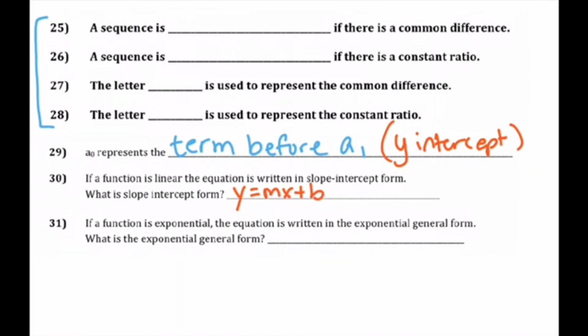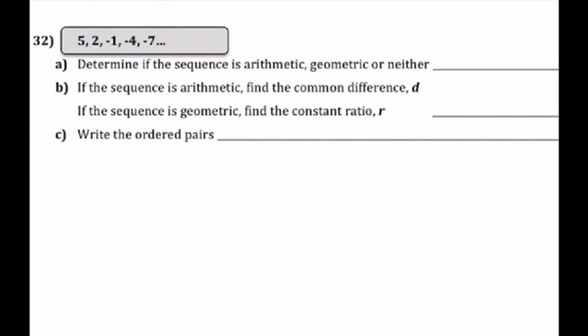Okay, if a function is exponential, it's written in exponential general form. What is that? Do you remember that one? That was a little bit more recent. Who knows it? Elizabeth? Y equals a, b in parentheses, to the x power. Yeah. Technically, you don't have to have parentheses on that since b is the only thing in there, but it's good practice to have that. Okay, so we're going to go into that.